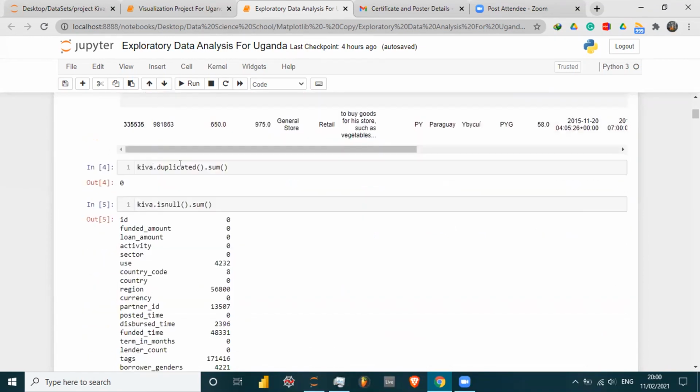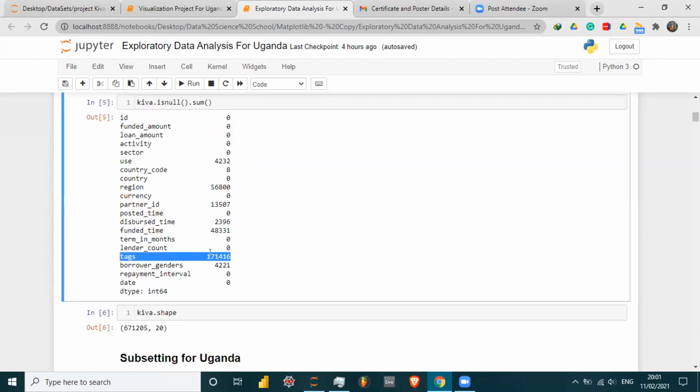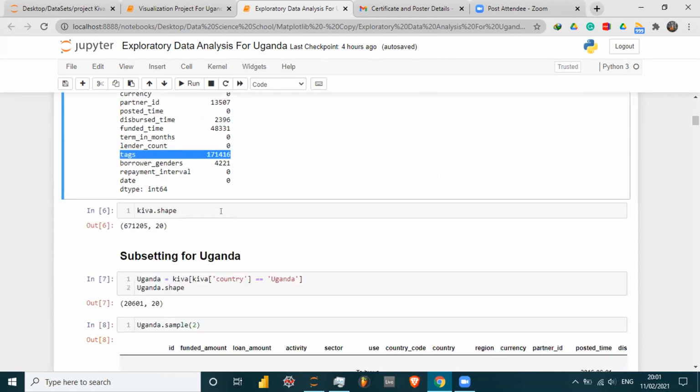Then I proceeded to check if my data is duplicated. Then I checked if it has null values, and I found that it has some huge null values, especially on the tags feature. The null values are so big. So I proceeded to check the shape of my data.